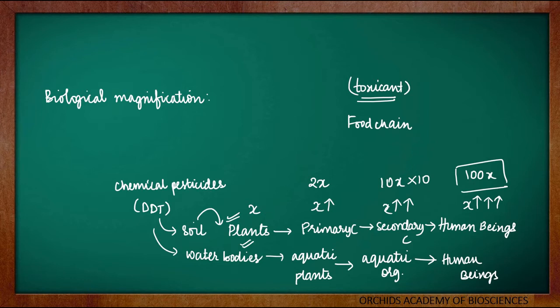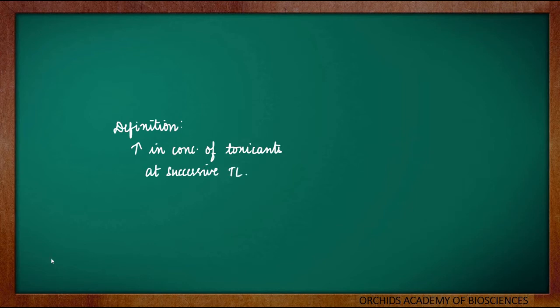So this is just a representation to explain why the amount of DDT, or the amount of chemical pesticide, will be higher at higher trophic levels. So biological magnification can be defined as an increase in concentration of toxicants at successive trophic levels. So from one trophic level to another, which means at successive trophic levels, we can see there is an increase in the concentration. So this is about biological magnification.